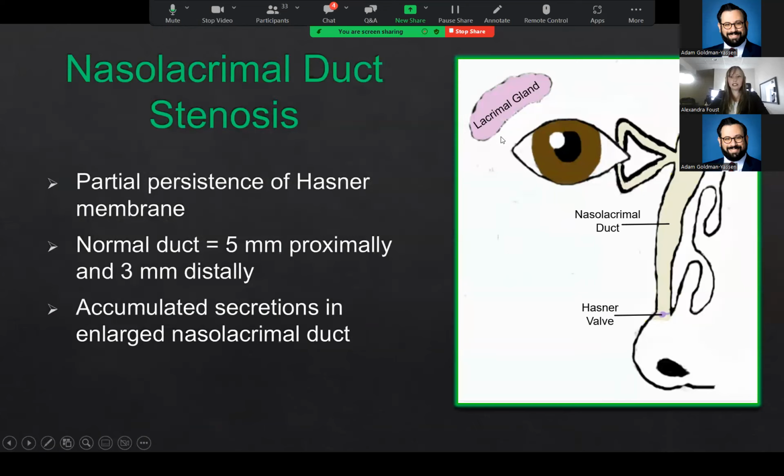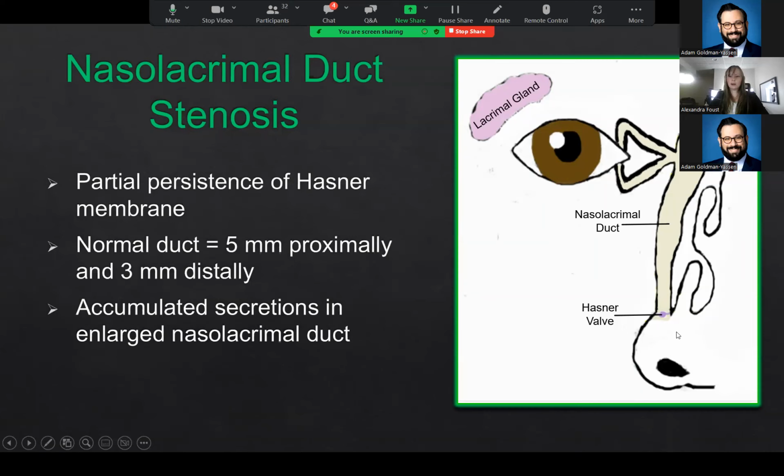Okay, so let's move to the nasolacrimal duct and that pathway. The nasolacrimal duct is basically the duct that extends from the lacrimal pathway down to the opening in the nose. And you have this little valve in fetal life, Hasner's valve, that's always there, and generally it will perforate, but not uncommonly it doesn't perforate until the neonatal period or after birth.